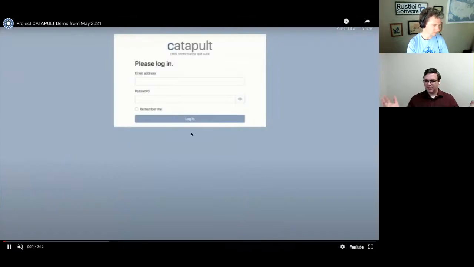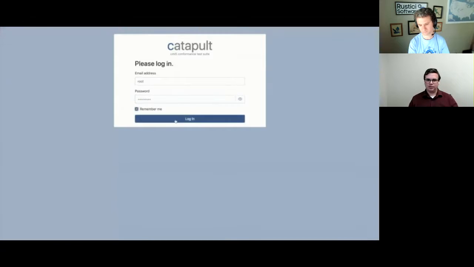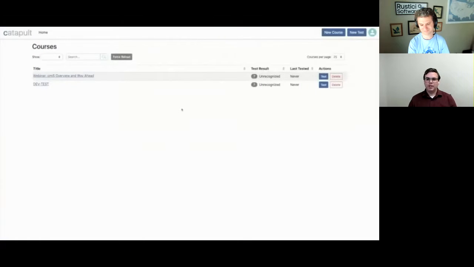All right, welcome to Catapult. This is the CMI5 conformance test suite for LMSs and content. So right off the bat, authentication, either credentialed or cookie-based, will get you right in. On this homepage, you'll have a list of courses that are searchable or filterable, and they'll contain the various packages or content structures you want to test.